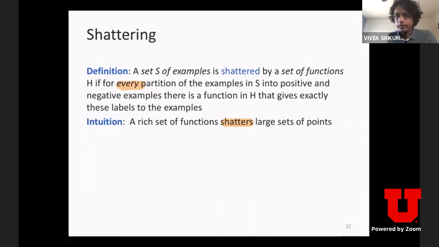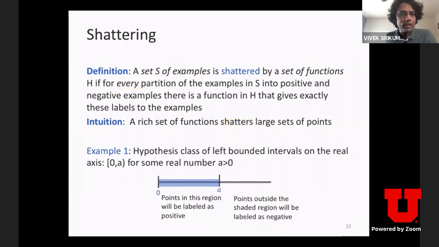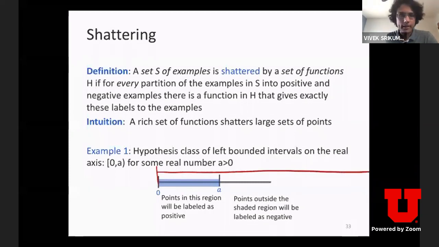So suppose you have a simple hypothesis class. Let's consider something really, really simple here. I'm calling it left bounded intervals on the real axis. The instances for this problem are points that are greater than 0 anywhere on the line. What this class of functions does is that every function is defined by a single positive number a, and points between 0 and a are labeled as positive, and the points outside are labeled as negative. It's a class of functions.